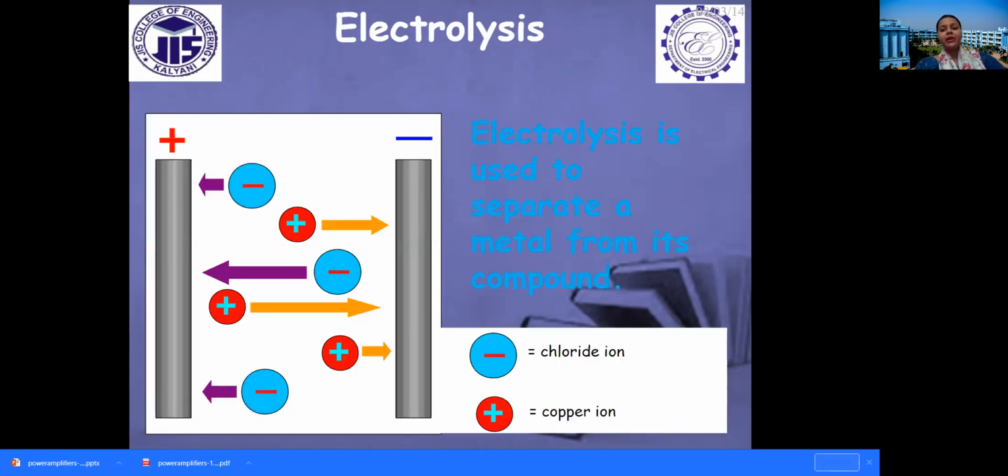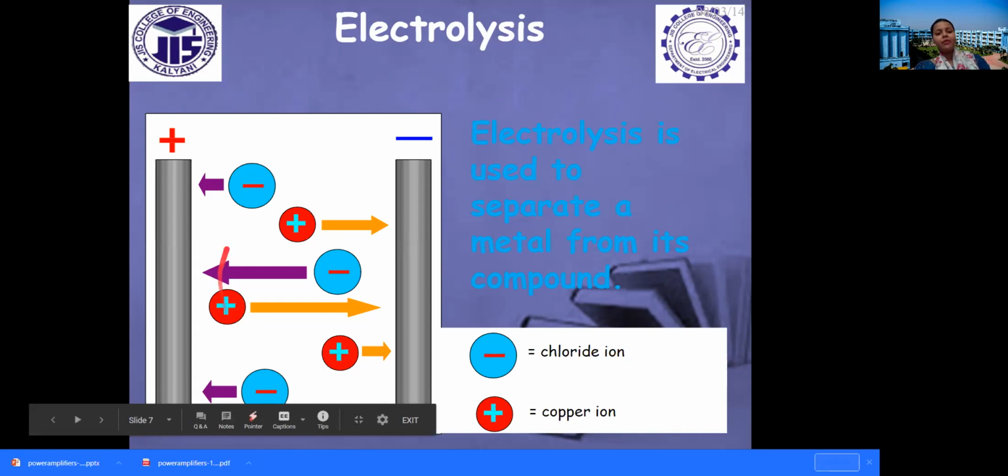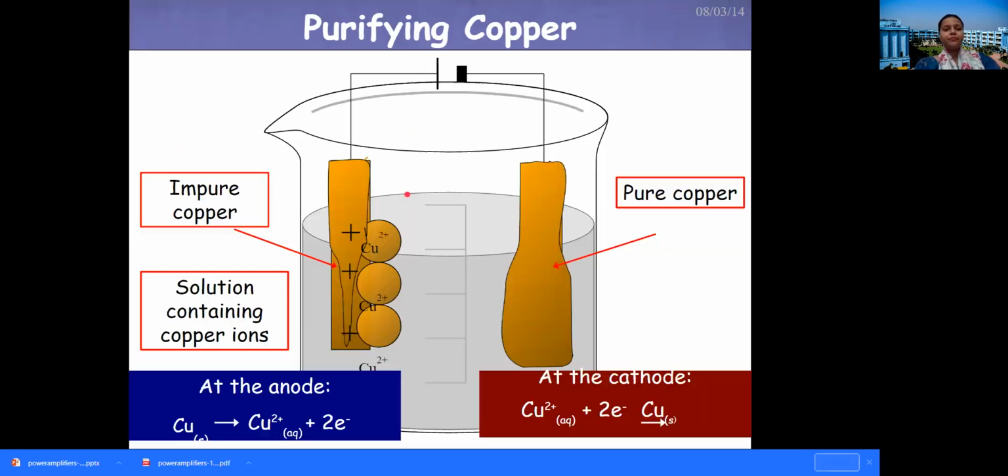Electrolysis is used to separate a metal from its compound. So whenever we have a compound material, we can use the electrolysis process and separate the two. The positive ions spread over here and are attracted towards the negative electrode, and the negative ions are attracted towards the positive electrode. So we have the chloride ion over here at the anode, and the copper ion over here, that is the cathode.